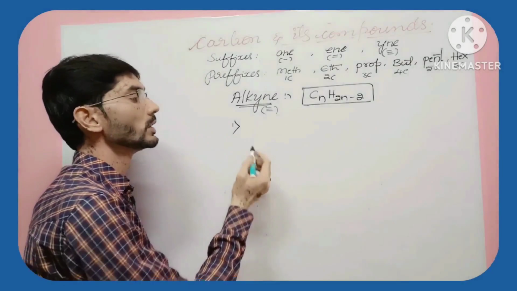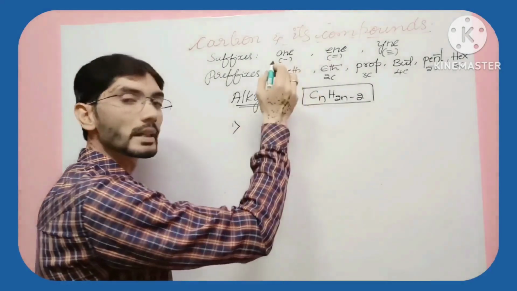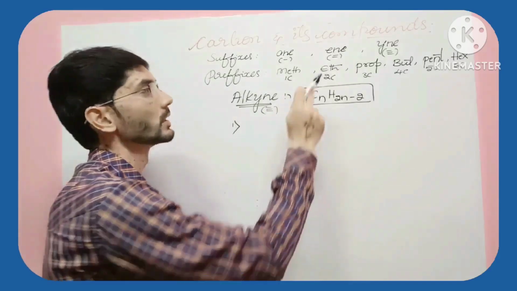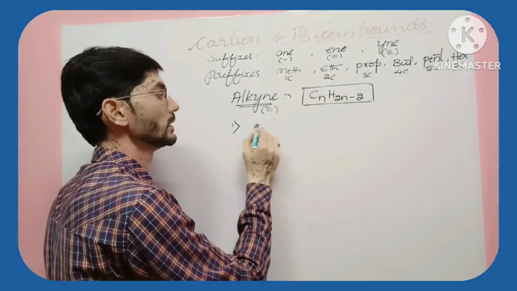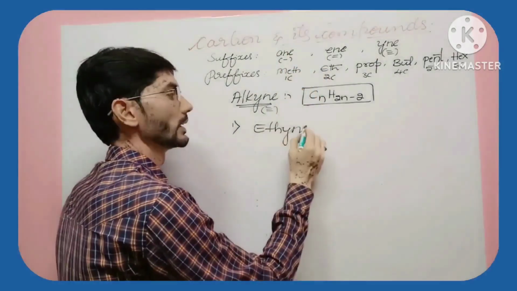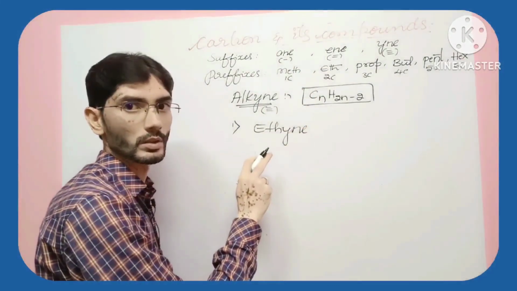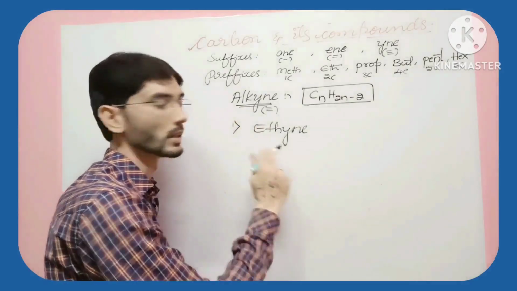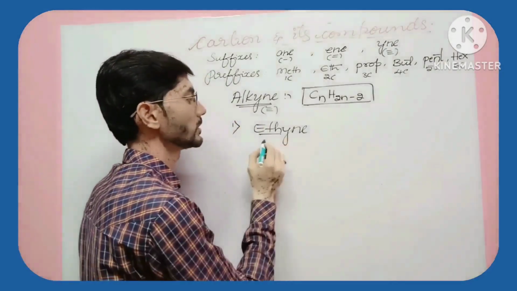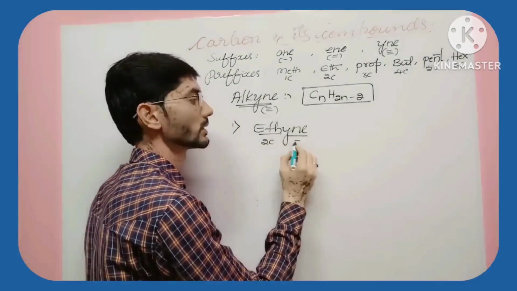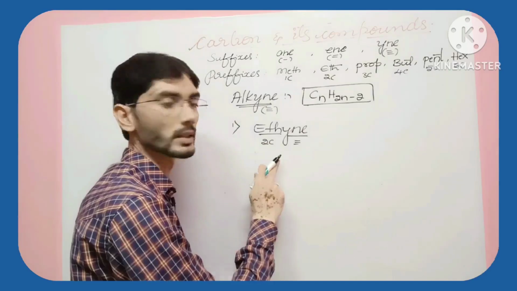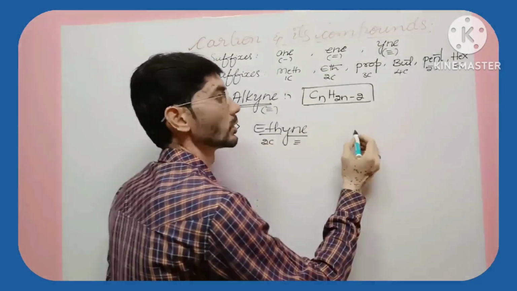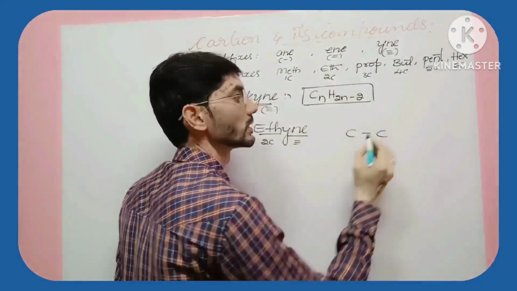Now let's move on to the first one. A methyne compound is not there. So ethyne, the first carbon compound in the alkyne family, is ethyne. Eth means 2 carbon atoms, YNE means triple bond. This rough work you write. Eth means 2 carbon atoms, which you mention with a single bond.